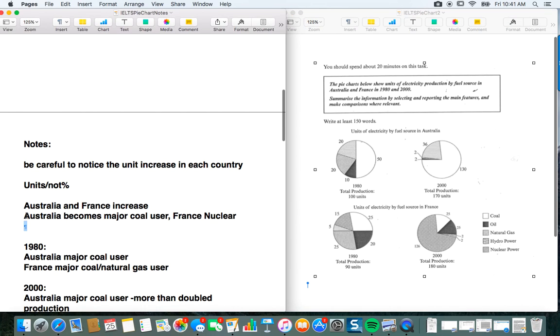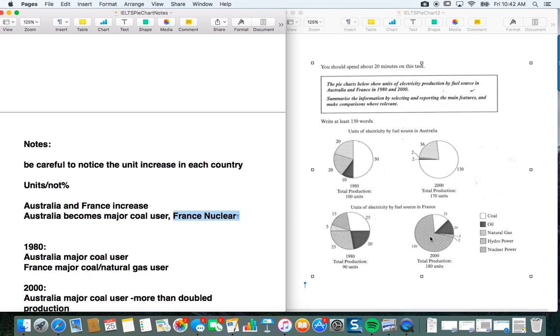Also, Australia changes. It becomes a major coal user. The production more than doubles, and most of its energy here is from coal, whereas France has gone nuclear. They've gone from 15 units and a very small portion to 126 and a major portion. And of course, remember, no similarity is worth mentioning. Australia does not use nuclear, so that's important too.